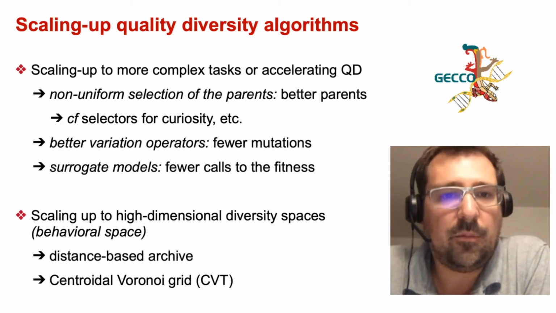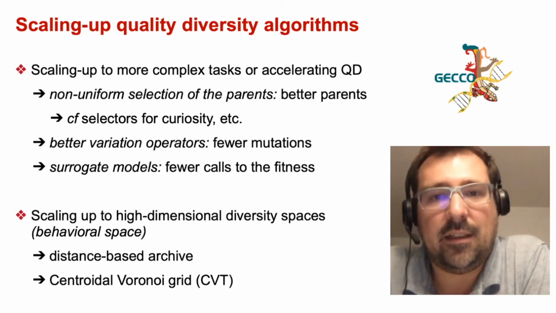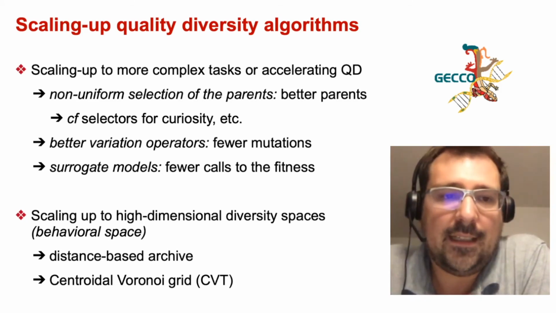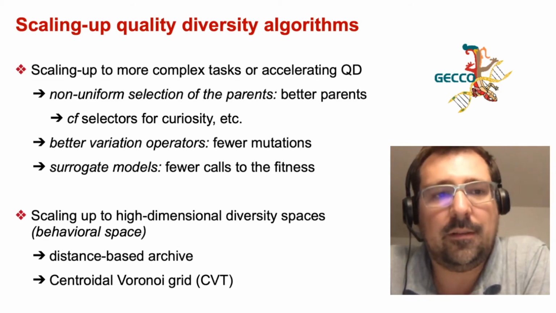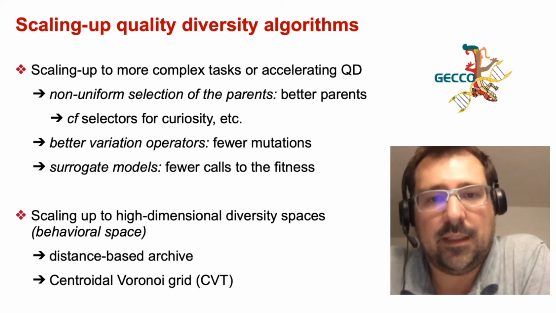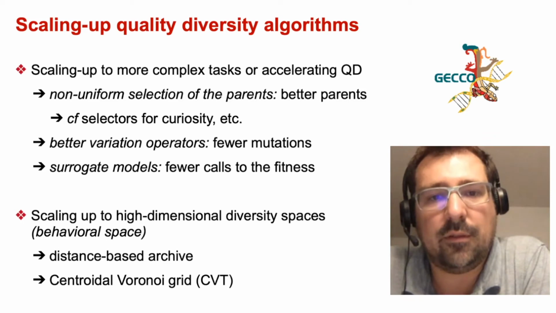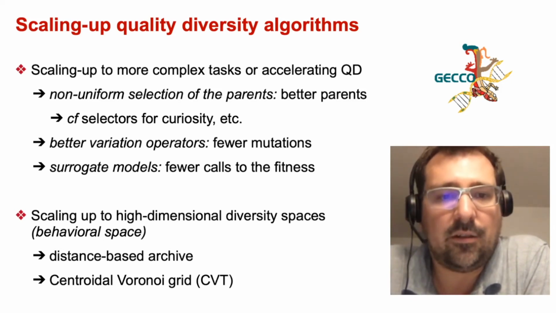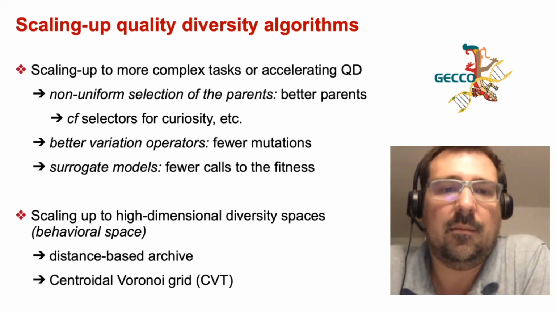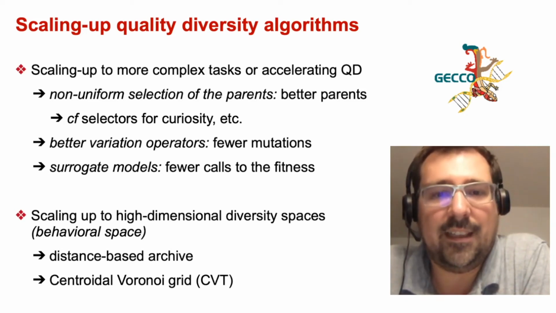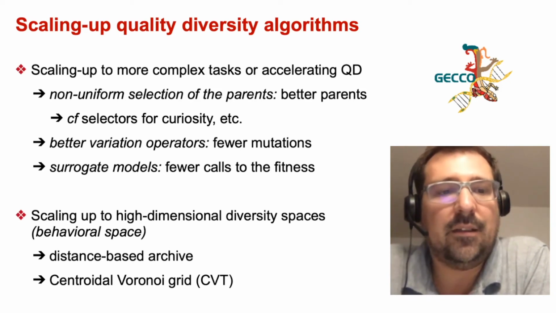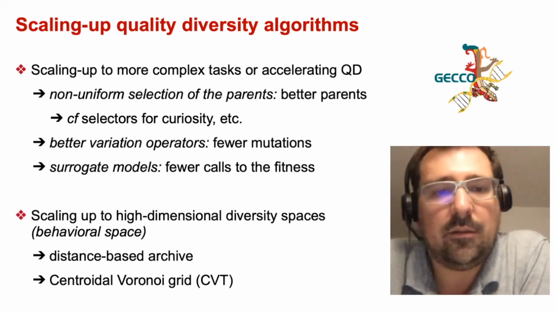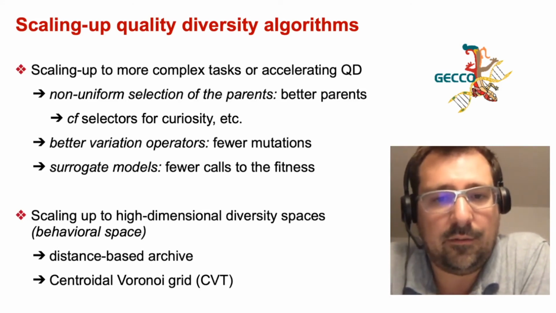So scaling up to more complex tasks essentially means accelerating quality diversity algorithms. One first idea that was quickly introduced by Antoine before is that you can try to select your parents better. For instance, select for curiosity, for novelty, for fitness, and so on. The second idea that I will explain in more detail later is just to have better variation operators, because if you generate better mutations or better variations, then you need fewer variations to reach the same result. Then you can use surrogate models, especially when your fitness is very expensive, so you need fewer calls to the fitness function to do the same thing.